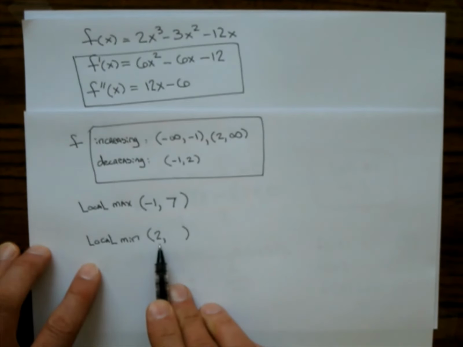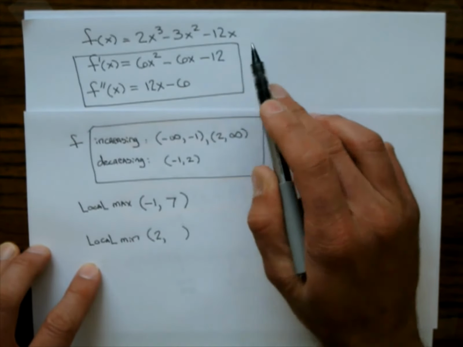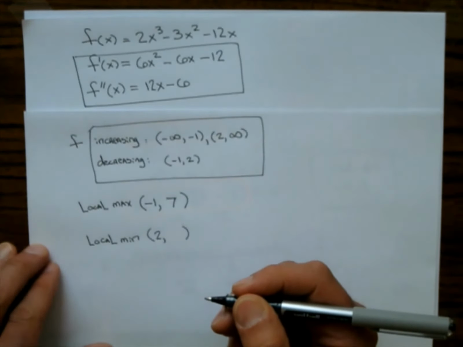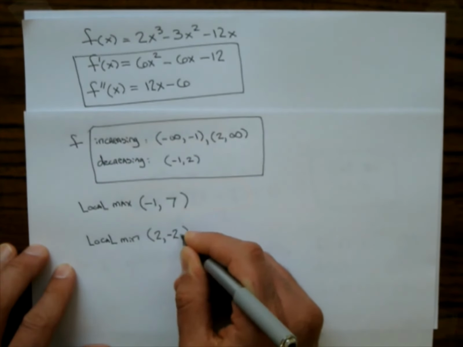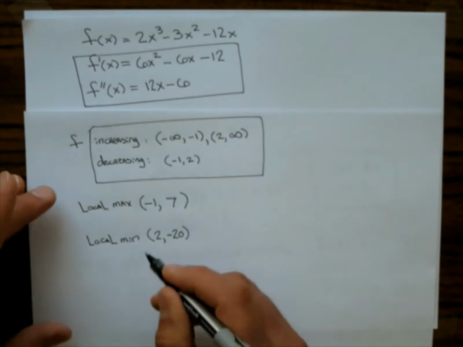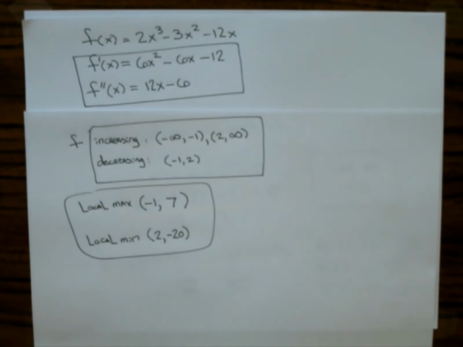And you're going to do the same thing with 2. You put it back into the original function. And I've already done the calculations on this. I was going to lie and pretend like I was doing it in my head, but -20 is what I got for that. So that happens to be the local min and the local max.